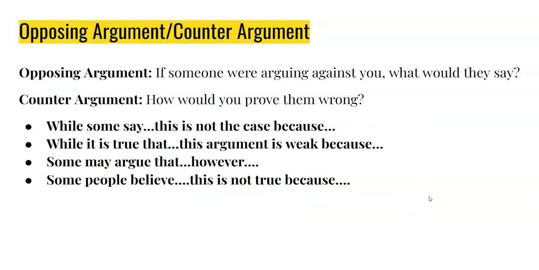So let's break this down and talk about each one of those parts of the paragraph in a little bit more detail. Like I already said, the counter-argument paragraph always begins with the opposing argument. So again, if someone were arguing against you, if they had a different viewpoint from you, what would their argument be? Why would they be on the opposite side of the argument? And then for the counter-argument, how would you prove them wrong?